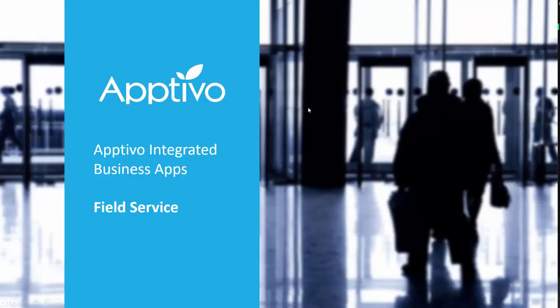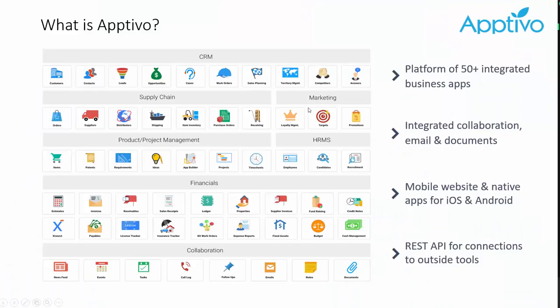To start, if you're new to Apptivo, what we are is a cloud platform of over 65 integrated business apps. So what you'll see is apps that do all areas of business, from marketing to sales, quoting, work orders, and ticketing management, and billing, all packaged into one platform.